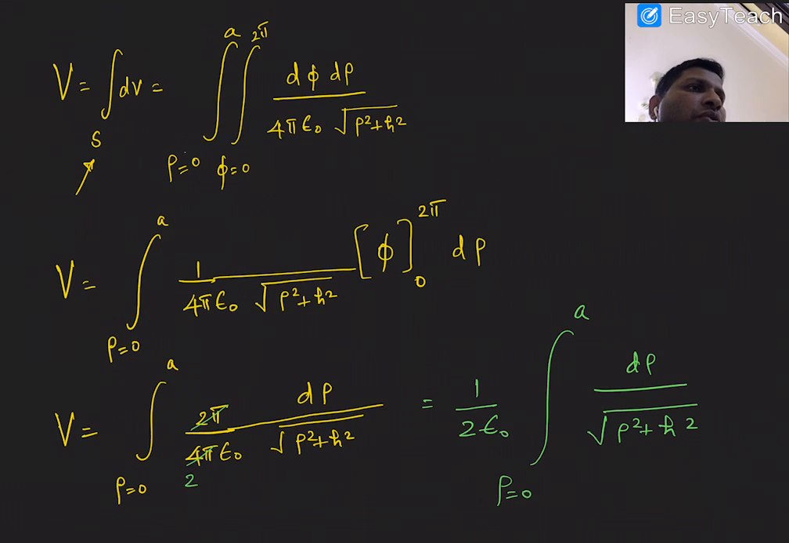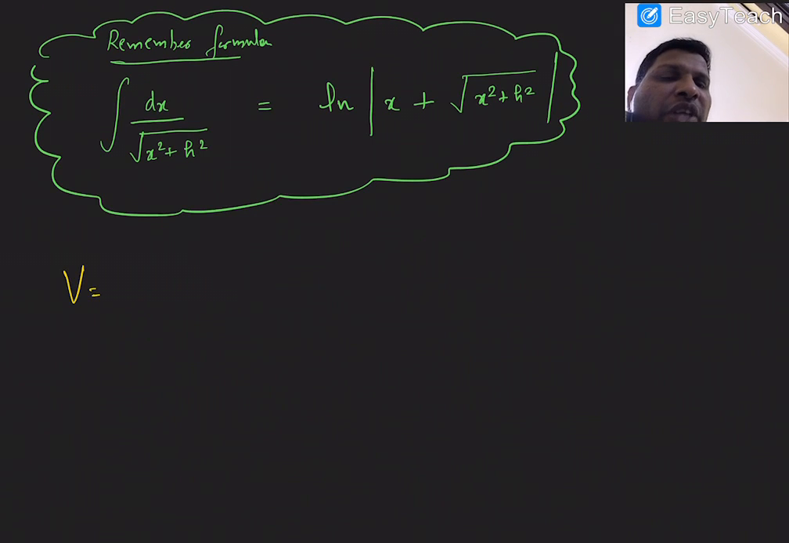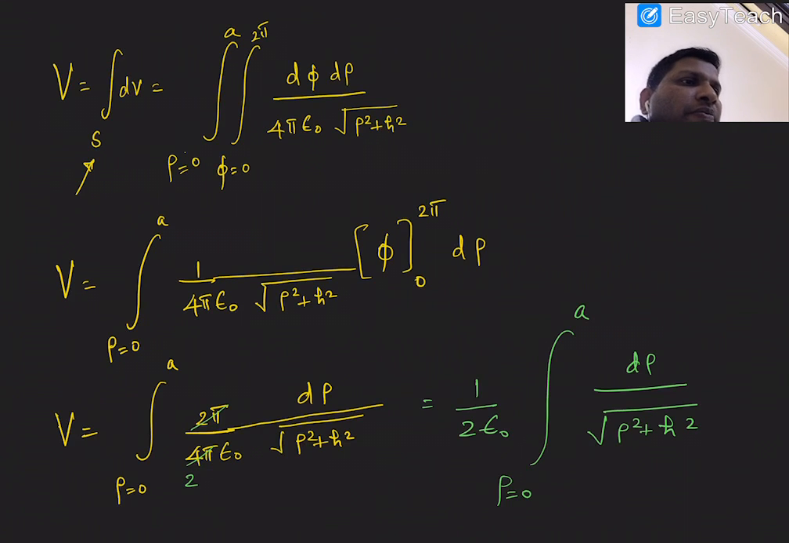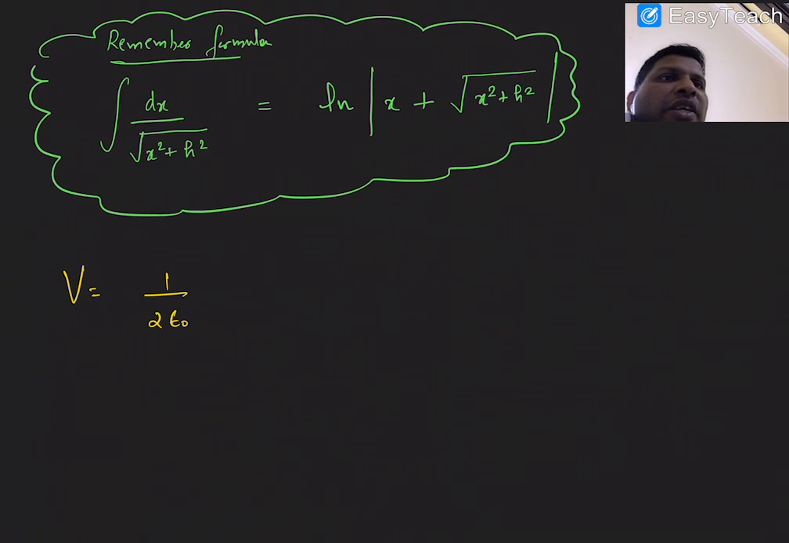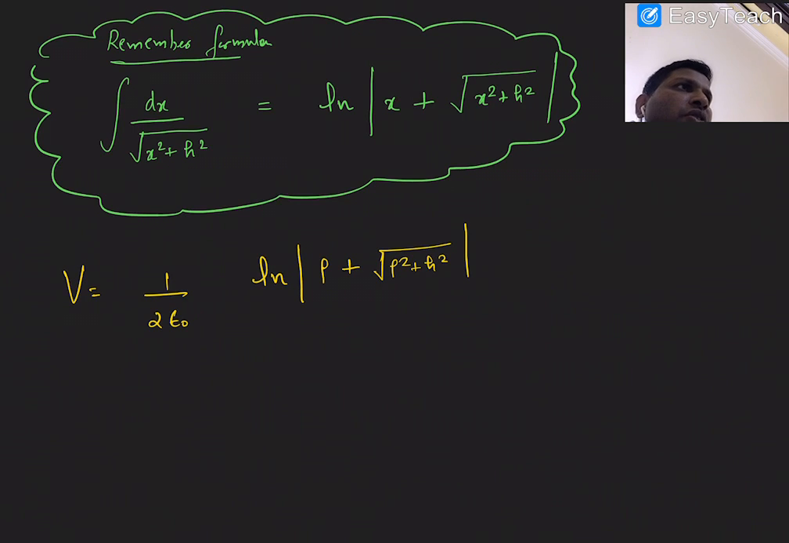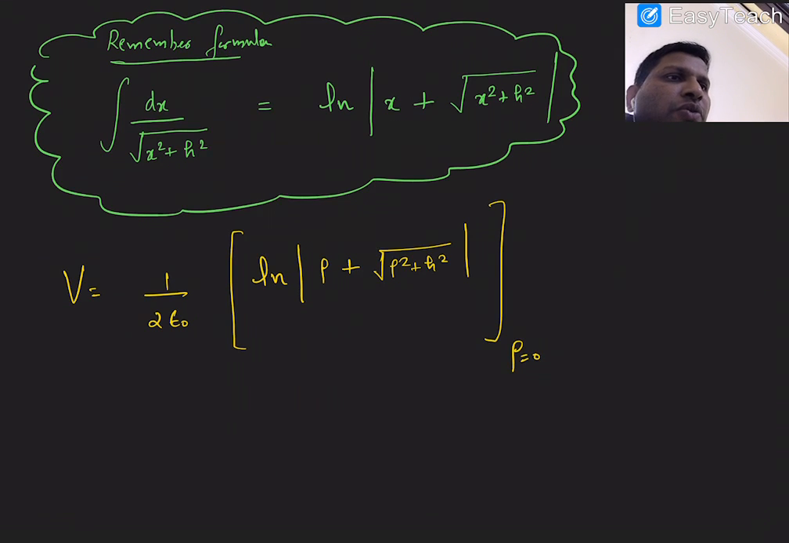Instead of x we have rho, so we will get our voltage as 1 by 2 epsilon 0. Then the integral of d rho by root of rho square plus h square is ln, the magnitude of, instead of x we have rho plus root of rho square plus h square. Then we have to apply the limit. What is our limit? Rho changes from 0 to a.